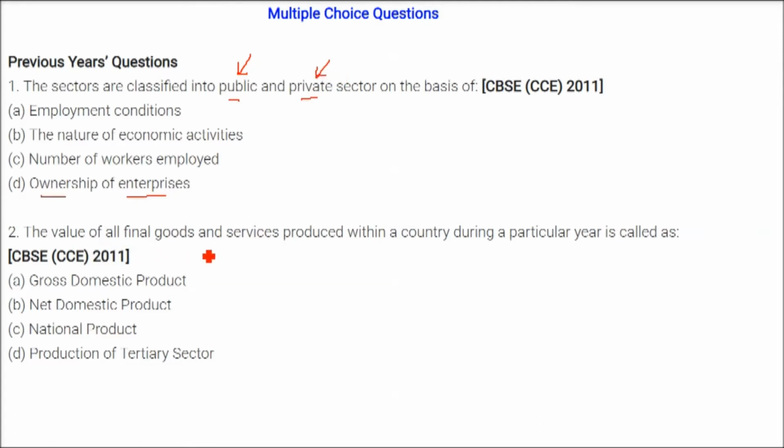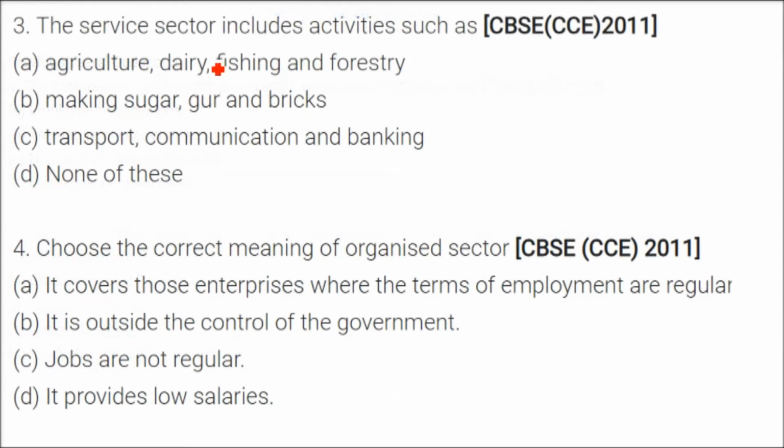The value of all final goods and services produced within a country during a particular year is called GDP, that is gross domestic product. The service sector includes activities such as, the service sector is the helping sector for the primary and secondary sectors. The answer is transport, communication and banking.